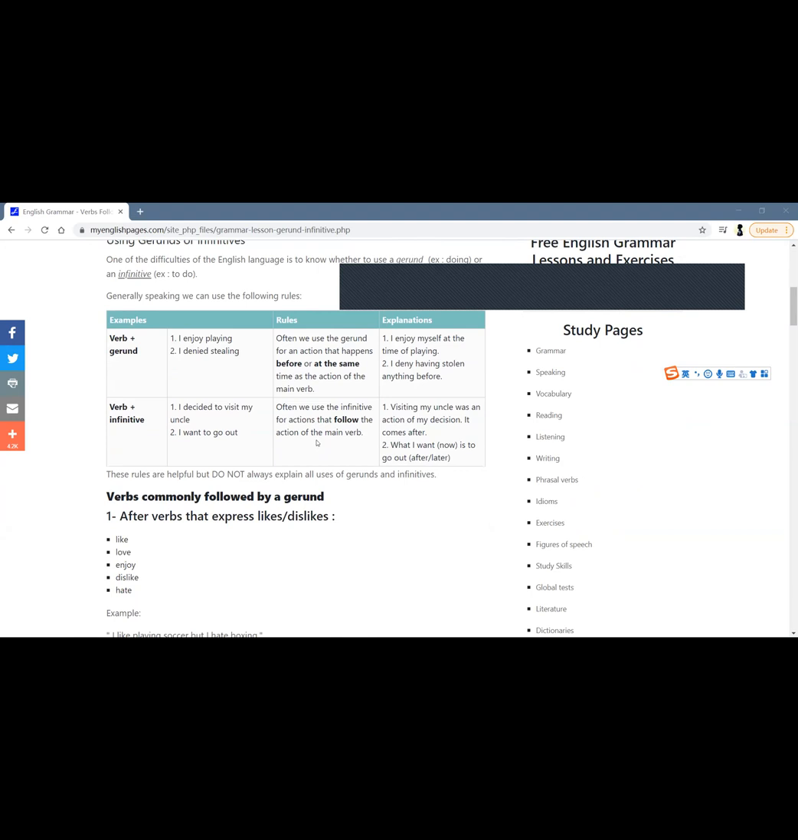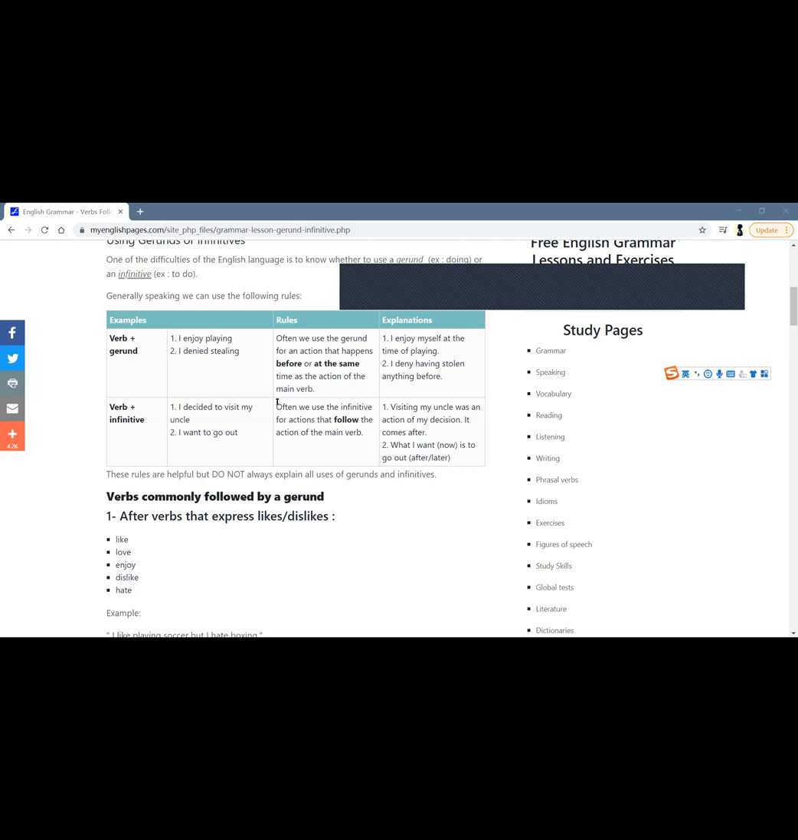But there are some rules. So for example, verb plus gerund. I enjoy playing. I denied stealing. We often use the gerund for an action that happens before or at the same time as the action of the main verb. I enjoy playing means I enjoy myself at the time of playing. I denied stealing means I deny having stolen anything before.